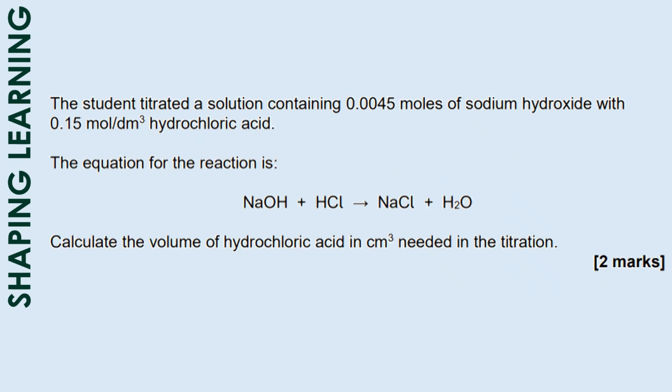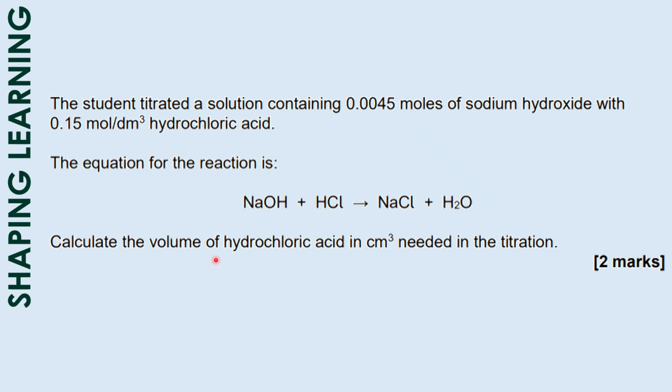So here's the first question I want us to look at. It's a titration question that says the student titrated a solution containing 0.0045 moles of sodium hydroxide with 0.15 mole per dm cubed hydrochloric acid. And there's the equation, and you've got to calculate the volume.